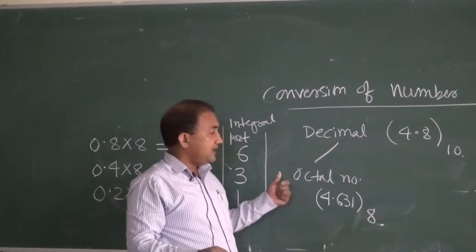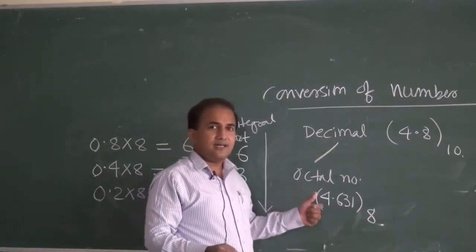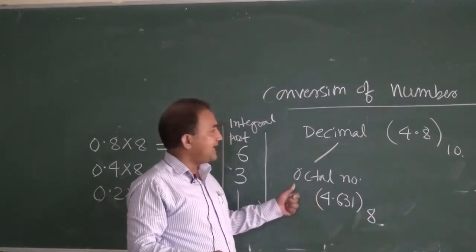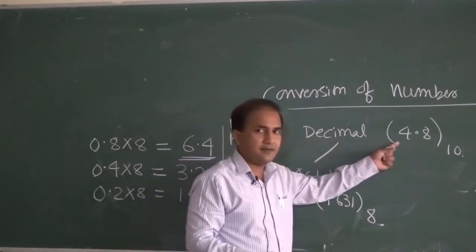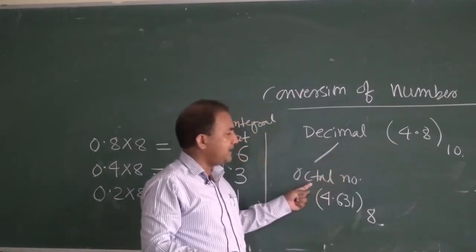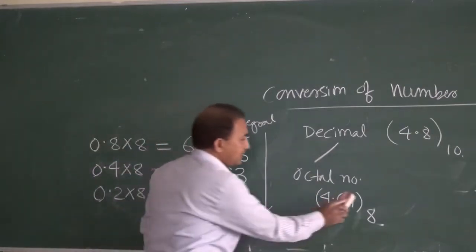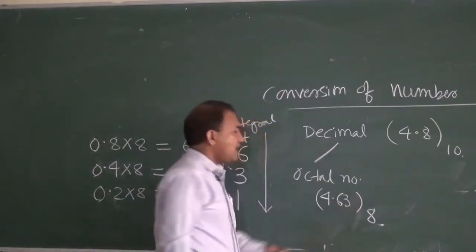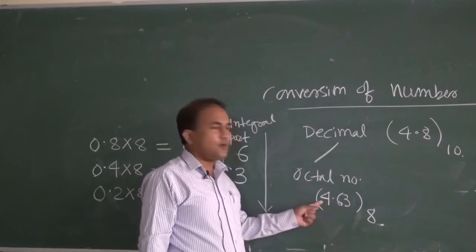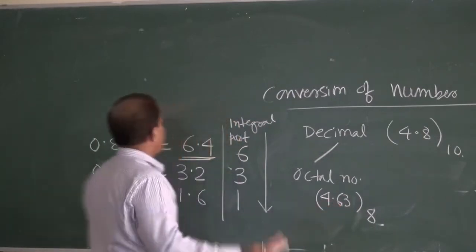Okay. So if in the question it is asked to convert this decimal number to an octal number up to 2 decimal places, then you can remove this last digit. So up to 2 decimal places it is 4.63.